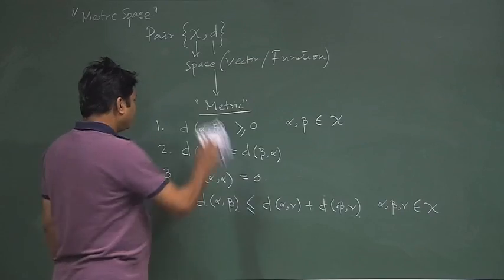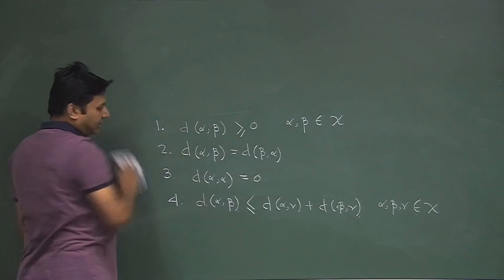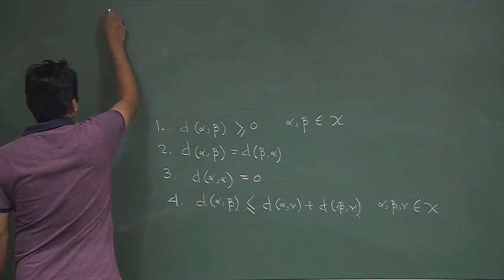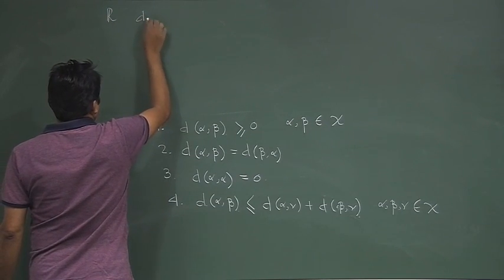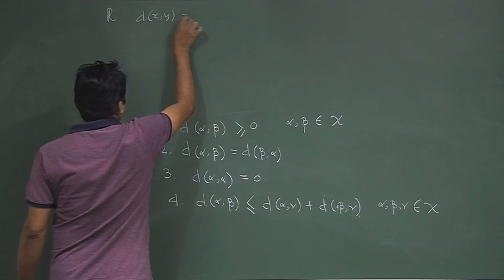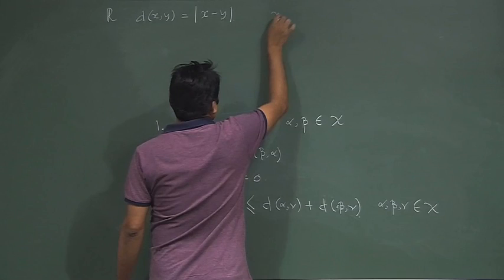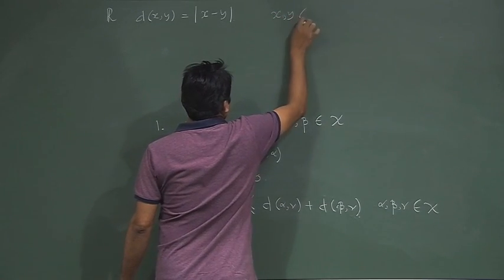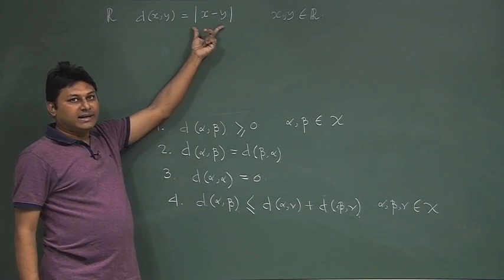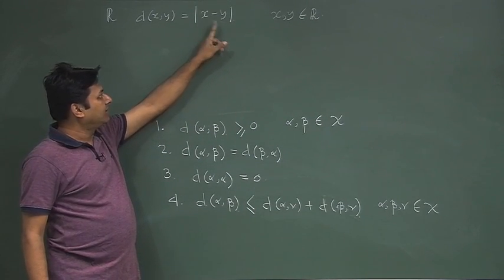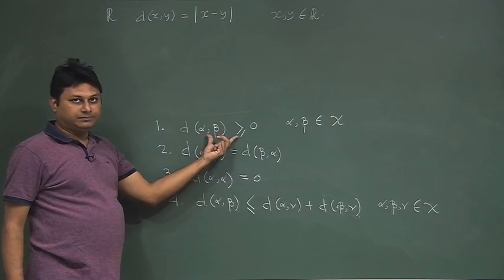It may be confusing for you, and you may not understand clearly what these mean, but let me say that in R I define the metric d(x, y) as nothing but the mod of x minus y, when x and y belong to the real numbers. Whatever real numbers you take, if I take the mod of that, it will always be greater than or equal to 0.